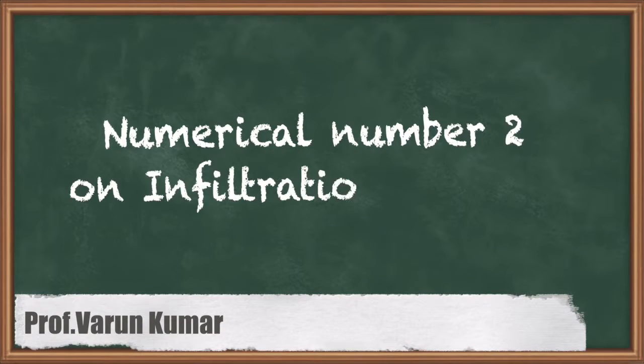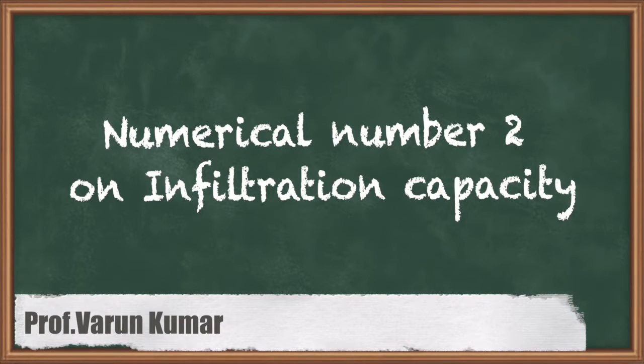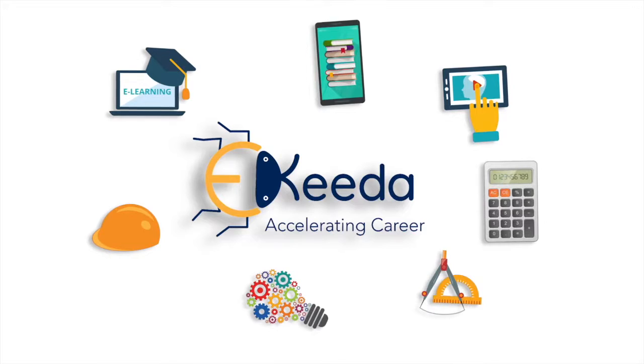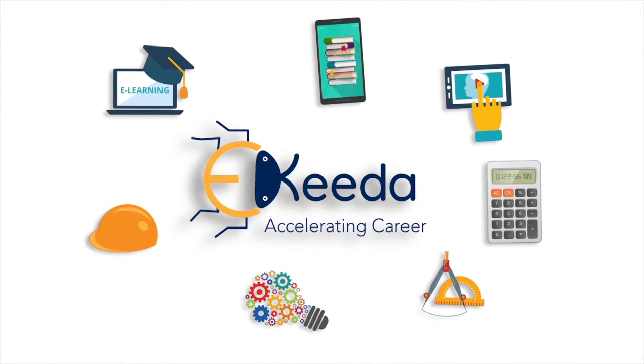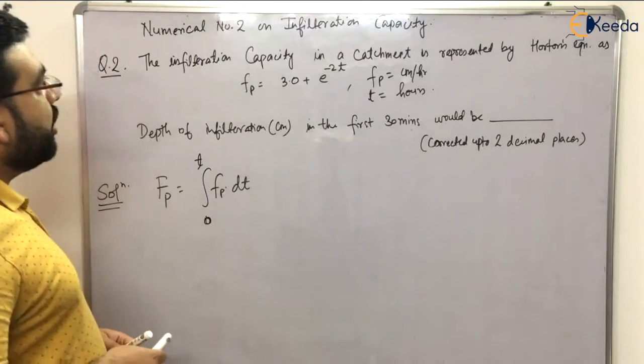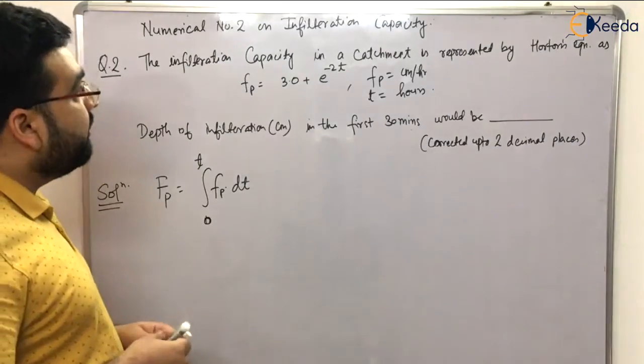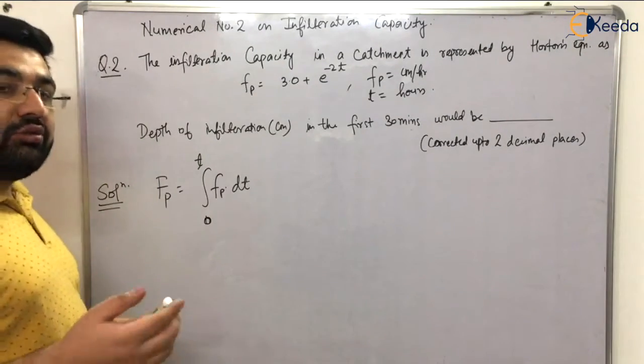Subject hydrology, chapter infiltration, topic numerical number 2 on infiltration capacity. So now students, we have already discussed our numerical number 1. Now let us solve numerical number 2 also.